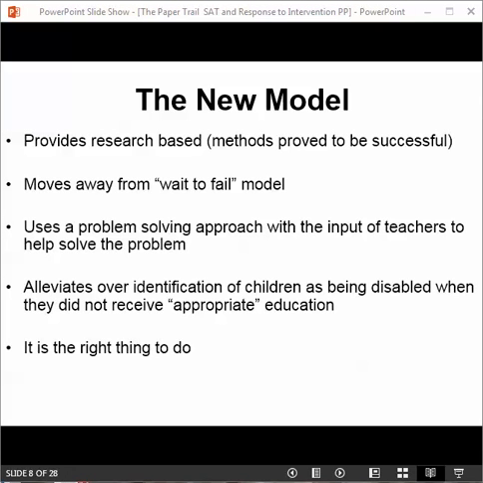So the new model provides research-based methods that have been proven to be successful. It moves away from the wait-to-fail model. It uses a problem-solving approach with the input of teachers to help solve the problem. It alleviates over-identification of children as being disabled when they did not receive appropriate education, and it's the right thing to do. It moves in the right direction and creates a great educational learning environment.